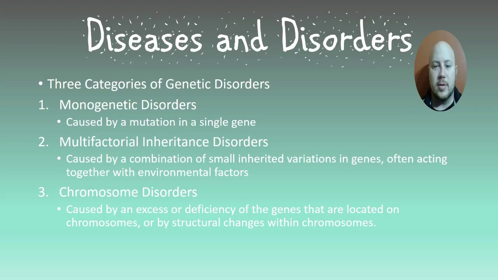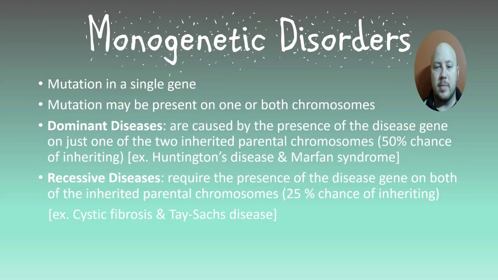Geneticists group genetic disorders into 3 categories. You've got monogenetic disorders, multifactorial inheritance disorders, and chromosome disorders. Monogenetic disorders are caused by a mutation in a single gene. The mutation may be present on one or both of the chromosomes, one chromosome inherited from each parent. Examples of monogenetic disorders are sickle cell disease, cystic fibrosis, polycystic kidney disease, and Tay-Sachs disease. Monogenetic disorders are relatively rare in comparison with more commonly occurring diseases such as diabetes and heart disease.